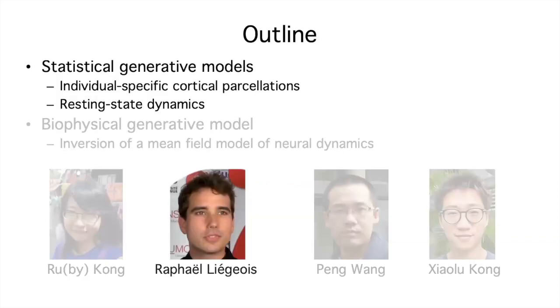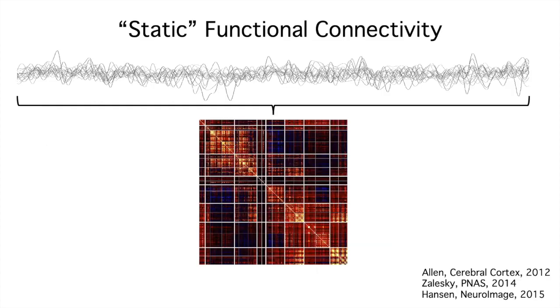So I will now move on to the second topic, where we explore simple generative models for fMRI dynamics. This work was done by my postdoc, Raphael. In the previous part of the talk, functional connectivity was computed by correlating the entire fMRI time series. This assumes that the underlying functional connectivity does not change over time. Therefore, many studies have computed functional connectivity over short time windows.